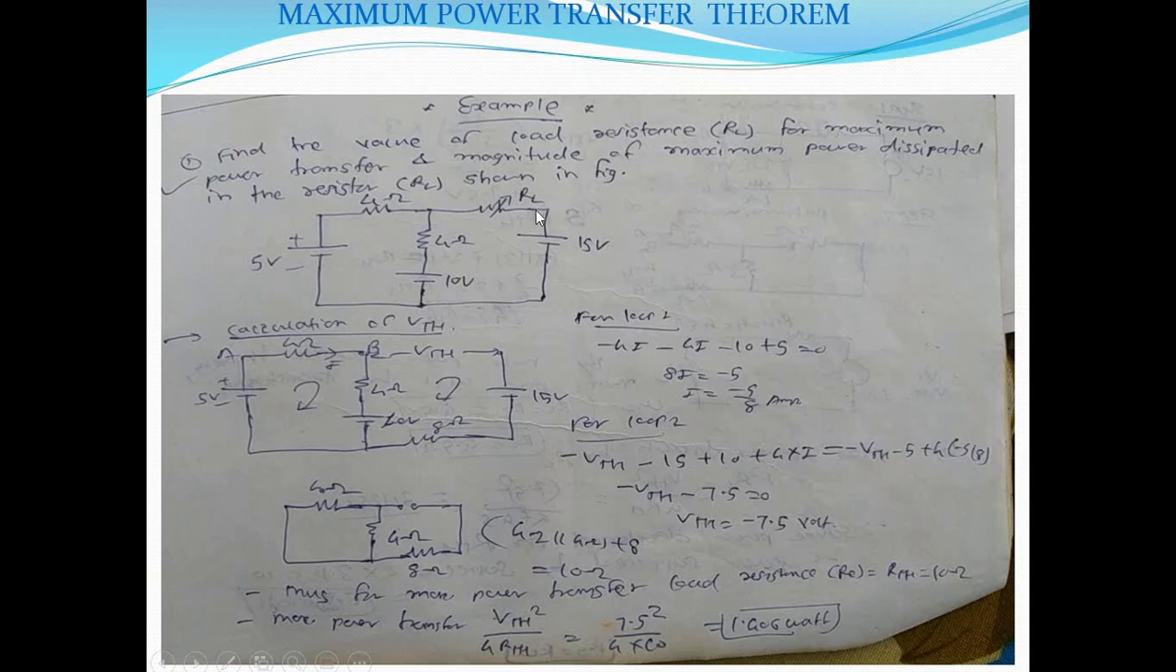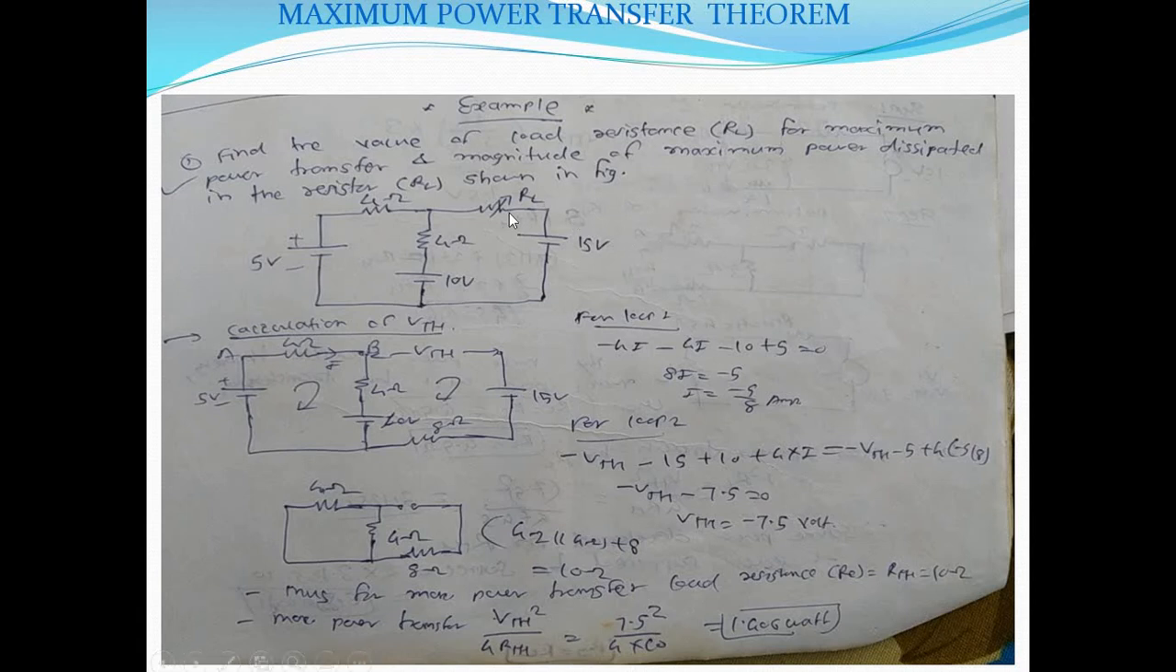So what type of numerical is this? Here we need to calculate the value of RL for maximum power transfer, as well as the value of maximum power transferred to the load. So what is the first step? First step is calculation of Vth, that is Thevenin's equivalent voltage.